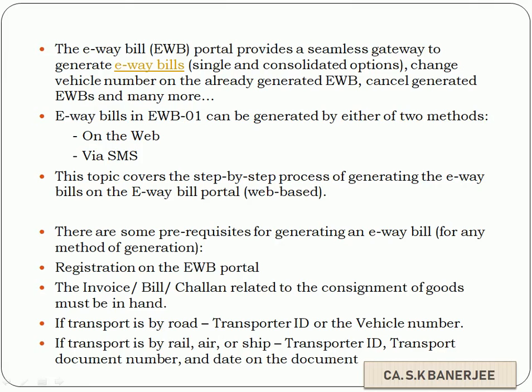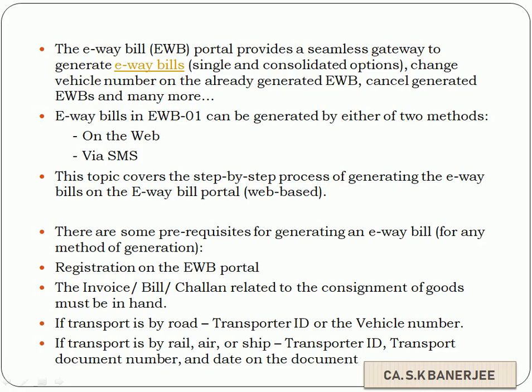So starting with the e-way bill, the portal basically provides a gateway to generate e-way bills. You can generate either a single e-way bill or go for a consolidated option. You can change the vehicle number on an already generated e-way bill. You can cancel generated e-way bills and so on.